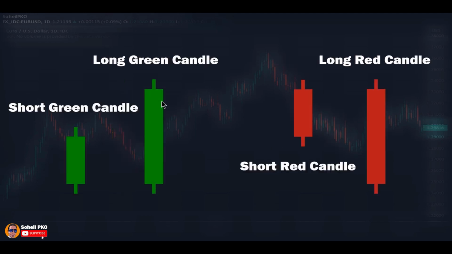The longer the body and the smaller the shadows, the stronger the candle. For example, between these two candles, the longer one is more bullish, because in that session, the closing price is much higher than the opening price compared to the shorter candle, and this shows that bulls were more active and more aggressive in that session and drove the price to higher levels. The same is true with red candles. The longer red candle is more bearish, and it shows that sellers more aggressively pushed the price down in that time period compared to the shorter red candle.